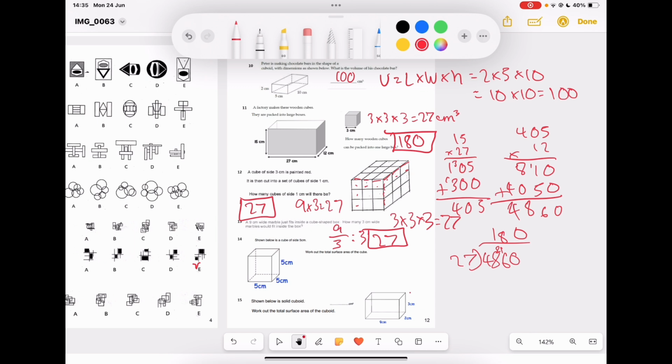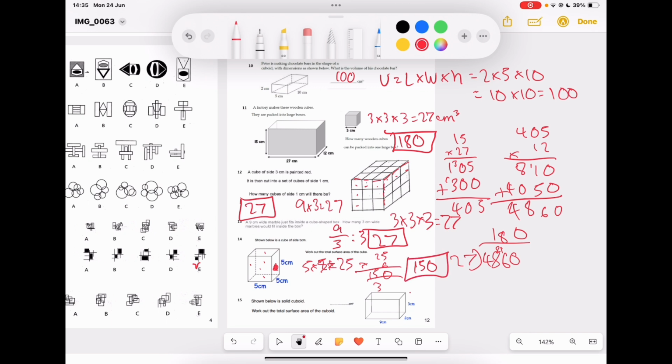And then 14. Shown below is a cube of side 5 centimeters. So work out the total surface area of the cube. So here we have to find the surface area of one side, and then multiply it by 1, 2, 3, 4, 5, 6, because there are 6 sides of the cube. So 5 times 5 is 25. And then you do your 25 and multiply it by 6. So 5 times 6 is 30. 2 times 6 is 12, plus 3 is 15. So the answer to question 14 is going to be 150.